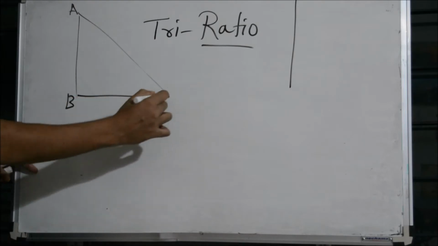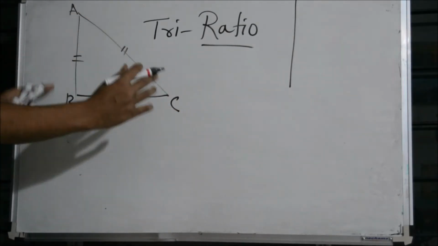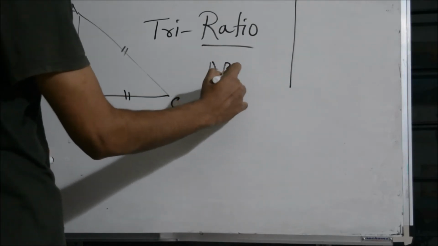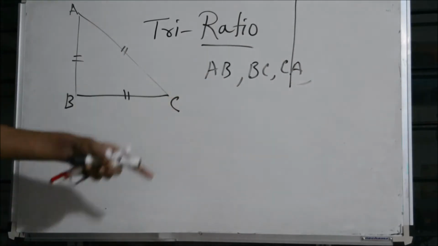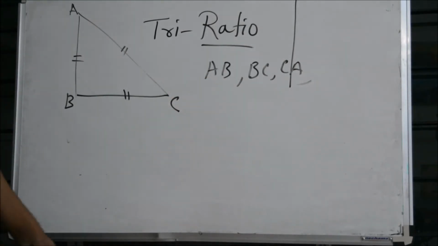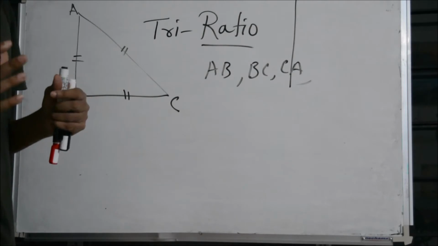Now in a triangle ABC, we have sides AB, BC, AC. These three sides AB, BC, CA. If we find their comparisons, then we will get some specific values. These are known as trigonometric ratios. Now in a ratio we have to remember something: the value of a ratio remains fixed.